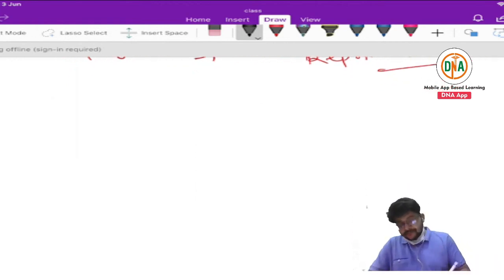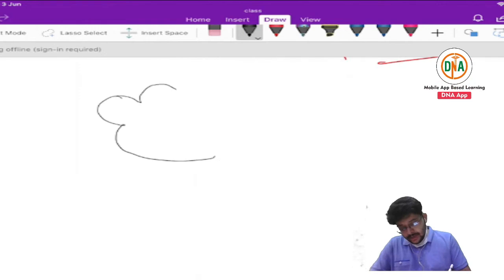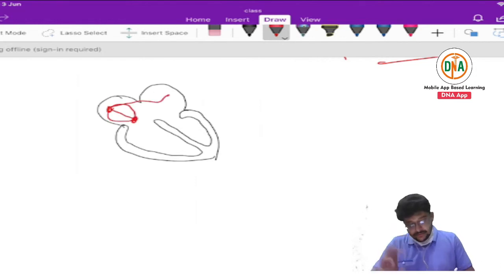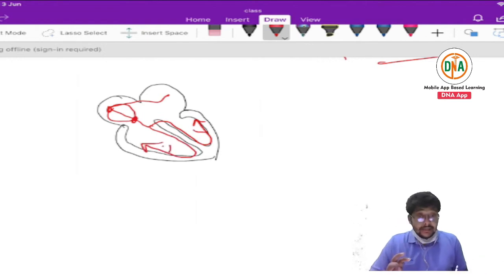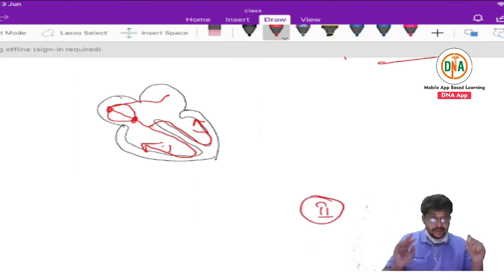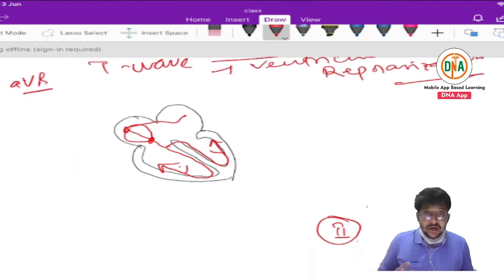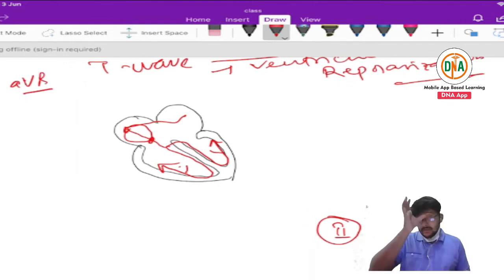So basically, if we look at the heart, it looks like this, and this is the SA node, the AV node, bundle of His, and Purkinje fibers from here. If we look at the ECG lead, lead 2 will be looking at the heart from here, where it is written, and on the opposite side there will be AVR, where it is written. So this is the difference between these two.